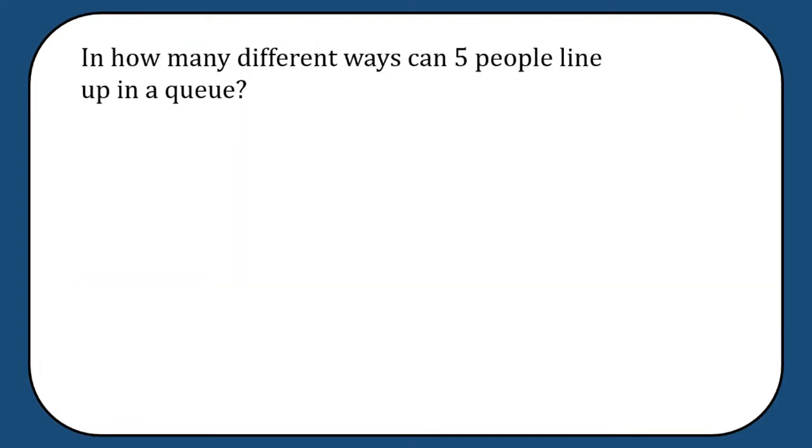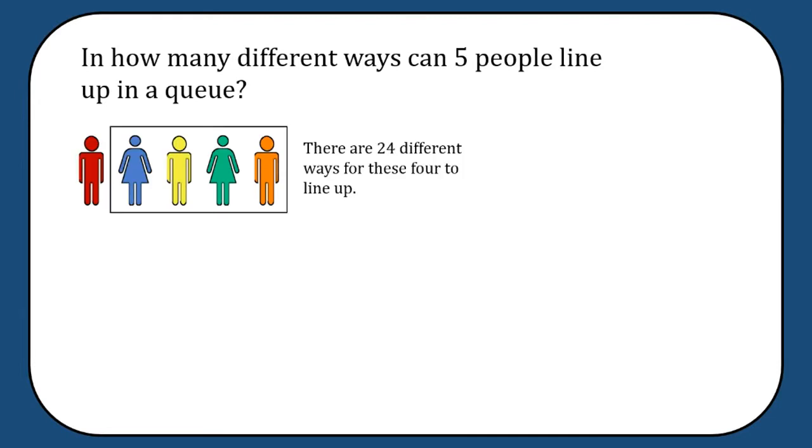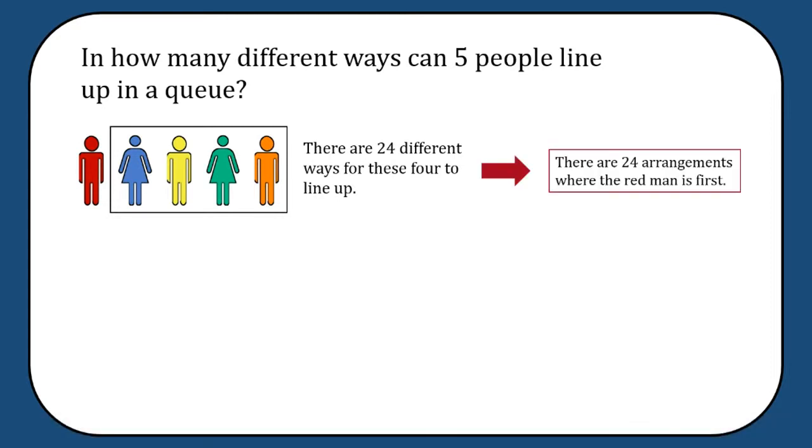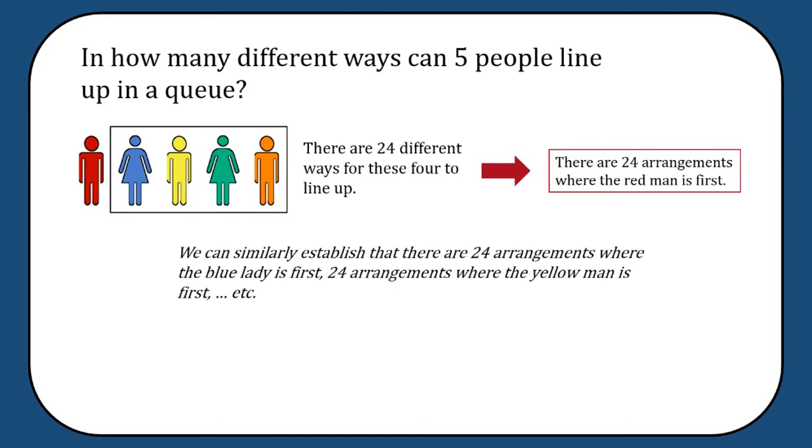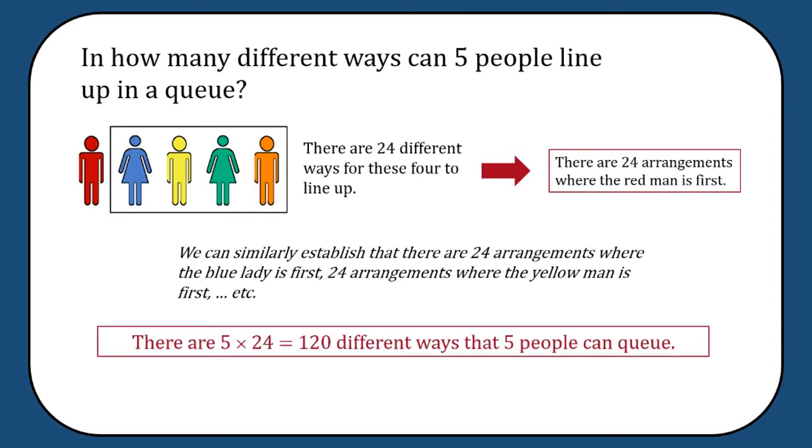Okay, so what about 5 people? So again, same kind of logic. If we think about the 5 people, we know that there are 24 different ways for 4 people to line up. So that means that there are 24 different ways where the red man comes first. And we can use similar logic to extrapolate that there'd be 24 ways in which the blue lady could line up first, 24 ways in which the yellow man could line up first, etc. So there is going to be 5 lots of 24, so 120 different ways that 5 people can line up in a queue.